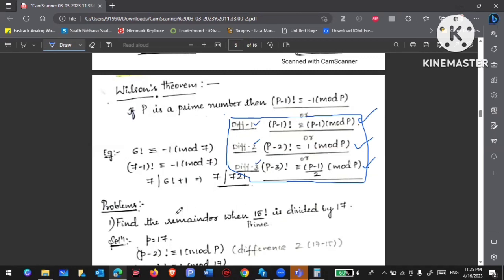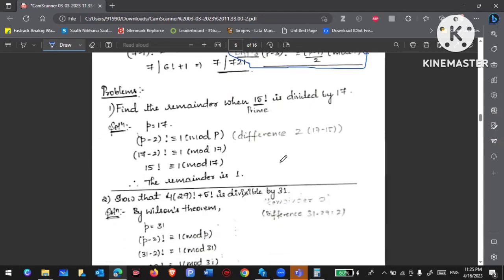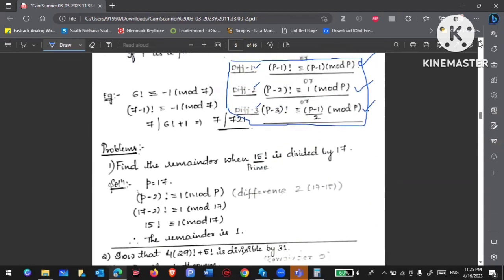First question is: find the remainder when 15 factorial is divided by 17. So the first question is what? Find the remainder when 15 factorial is divided by 17. Now we have got two numbers, 17 and 15. The difference of these two numbers is what? 2. So if the difference is 2, we will make use of the second equation, that is (p minus 2) factorial congruent to 1 mod p.